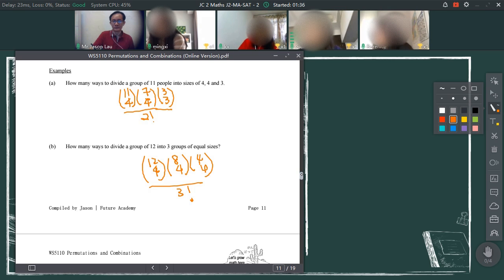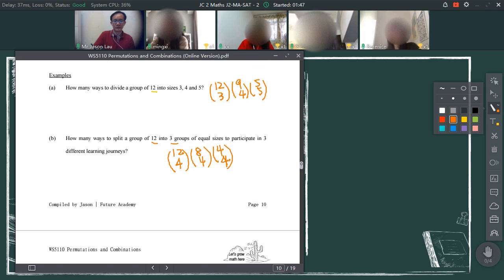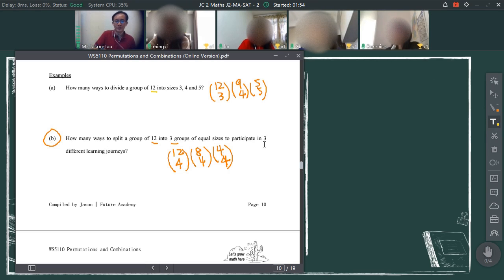Yes, question. How do you differentiate between just now this part B and this part B? Very good. You are very alert. Actually, the difference is because they are on the different journeys.